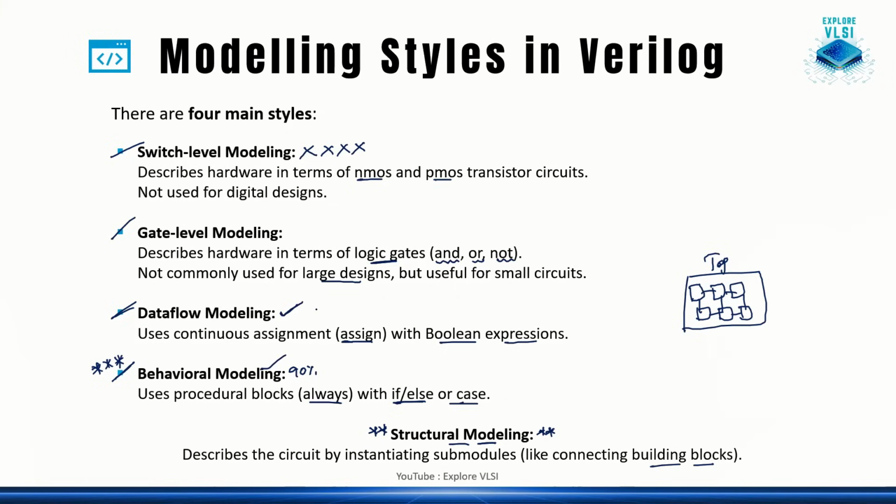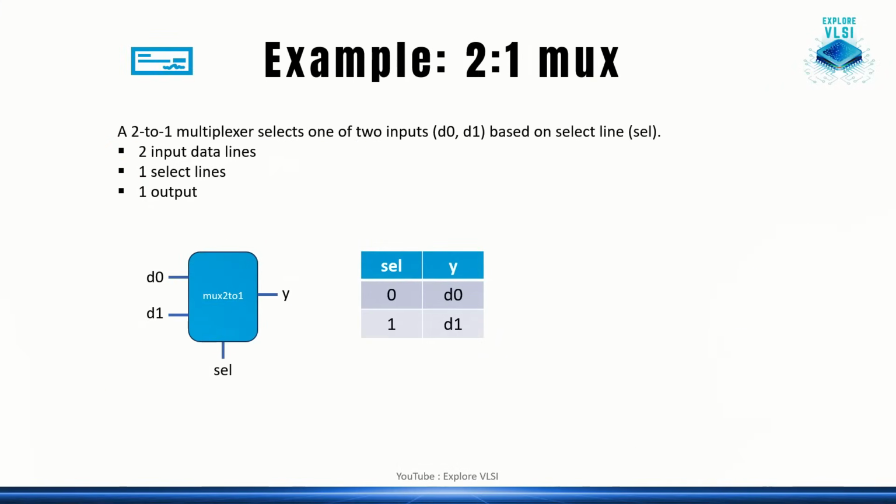By taking some examples, let's write the code using gate level, dataflow as well as behavioral modeling. The example I am taking is a 2:1 mux. This is very simple. We have 2 inputs and 1 output. Depending on the select line, the inputs will be available at the output. If select is equal to 0, the output will be D0. If select is equal to 1, D1 will be the output. So if you write an expression for Y, it looks like select bar into D0 plus select into D1. This is the expression we are going to get.